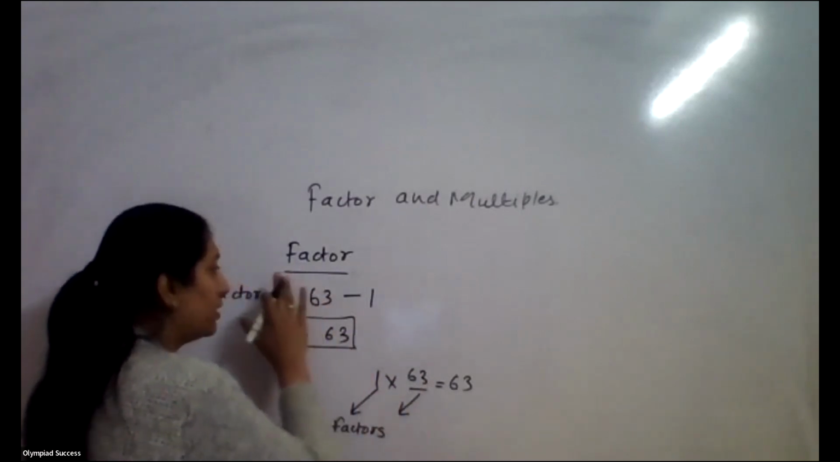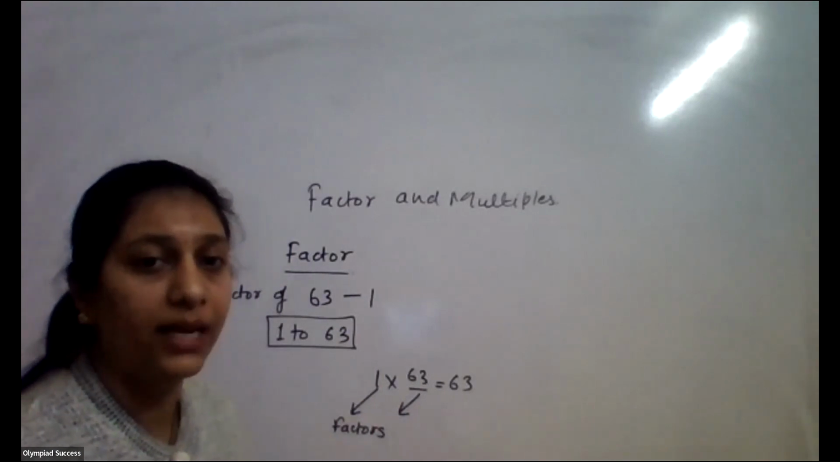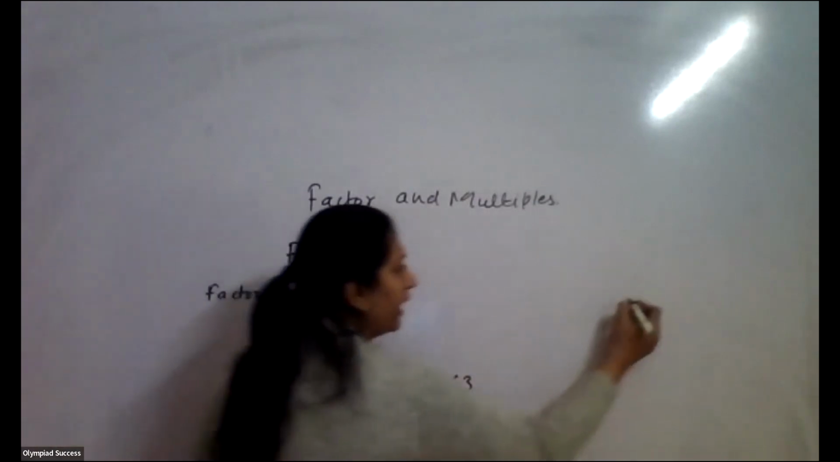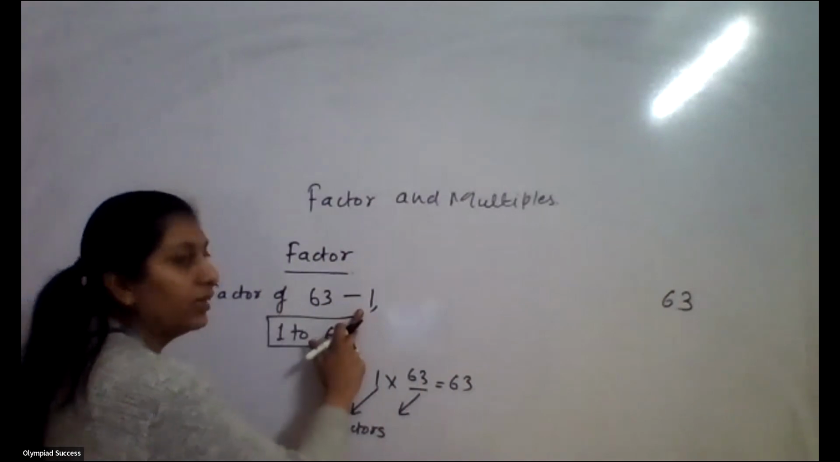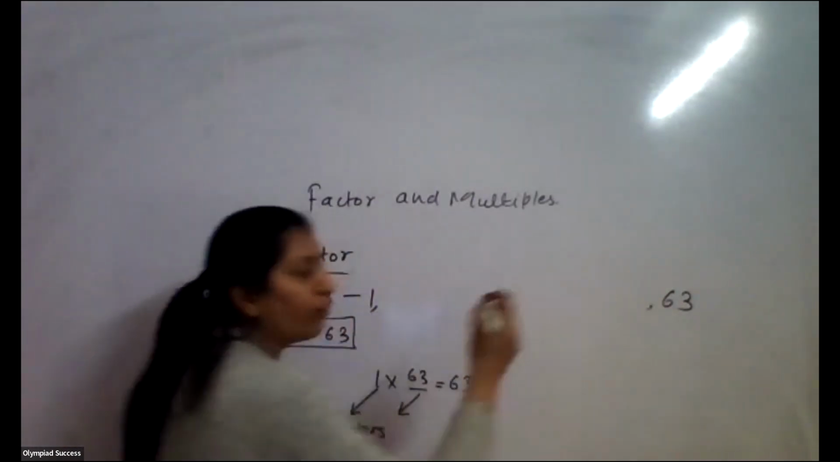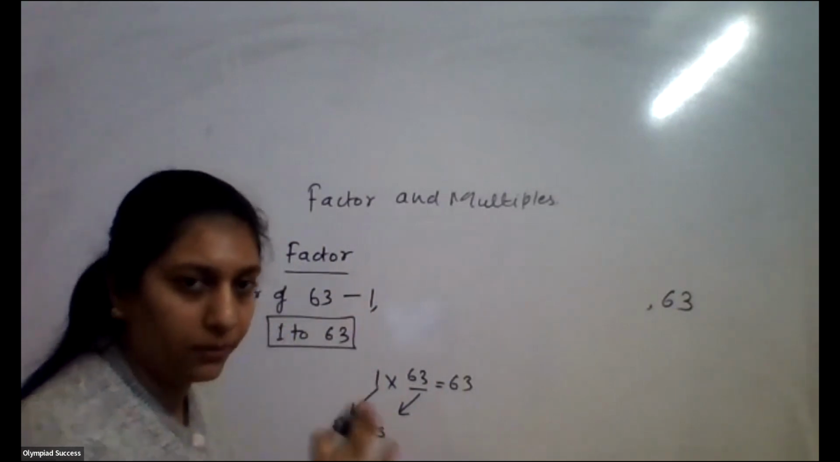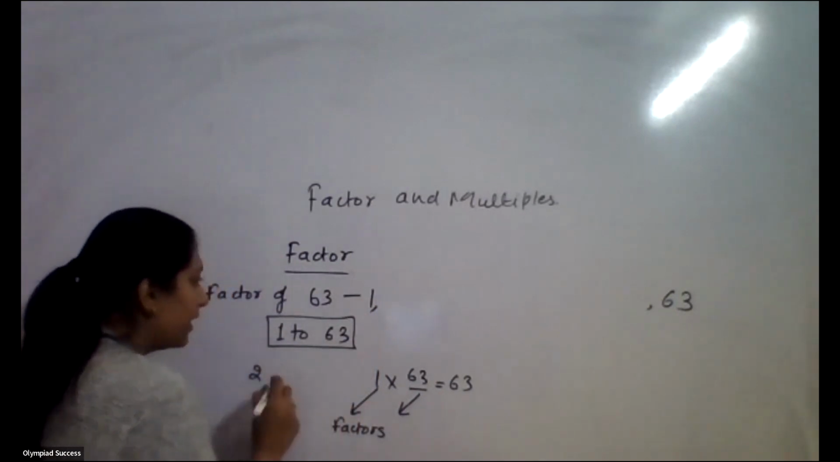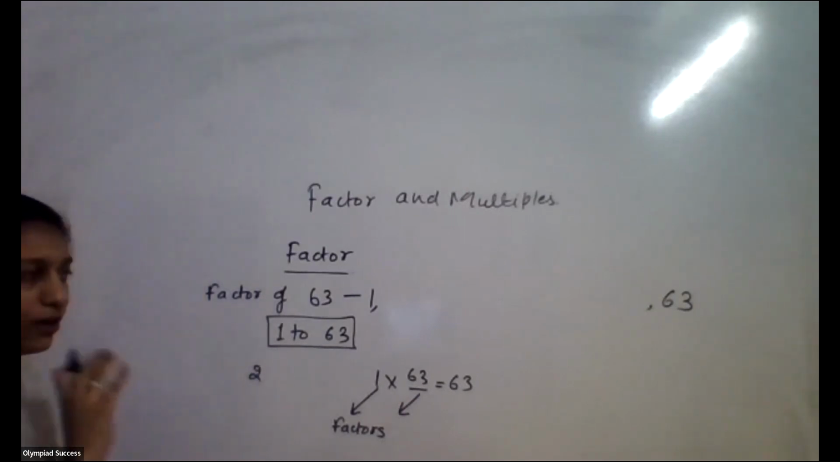Now you have to see, from 1 to 63, how many numbers are such that 63 is in their table. So 1 and 63 both are the factors. I will write 1 and 63 here. Okay, I got two factors of 63, 1 and the number itself. So for every number, 1 and the number itself will be factors. Now, after 1, the next number is 2. Will 63 come in the table of 2? No, so 2 is not a factor of 63.